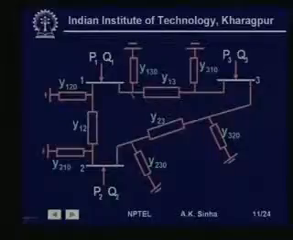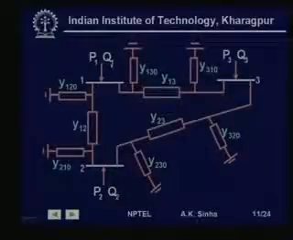Similarly, we have the pi equivalent model for line L2, which is connecting bus 1 and 3, and the series admittance is given by Y13. The shunt admittance part on the bus 1 side is Y130, and on bus 3 side is Y310, and so on. For line L3, we have the series admittance Y23, shunt admittance towards bus 2 is Y230, and towards bus 3 is Y320.